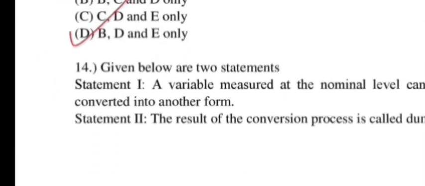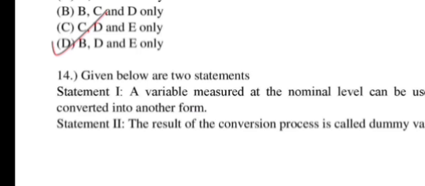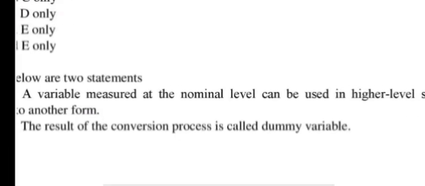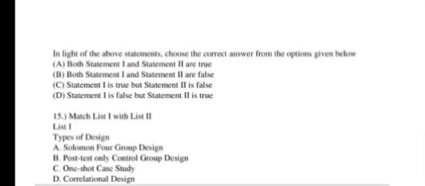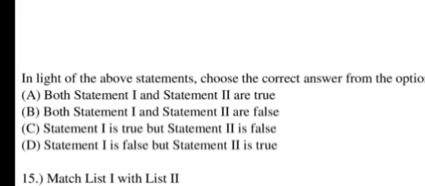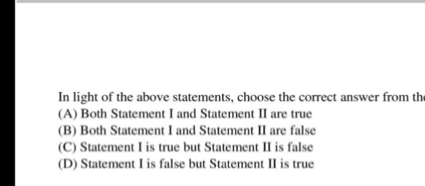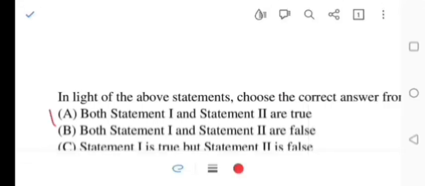Number 14 says, given below are two statements. Statement 1 says, a variable measured at the nominal level can be used in higher level statistics if it is converted into another form. Statement 2 says, the result of the conversion process is called a dummy variable. Then, in light of the above statements, you have to choose the correct answer from the options given below. A, B, C, D. As usual, both statements 1 and 2 are true, both 1 and 2 are false, 1 is true, 2 is false, 1 is false, 2 is true. It will be both 1 and 2. Both statements are correct.